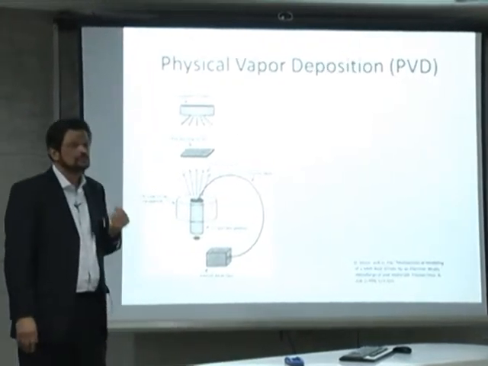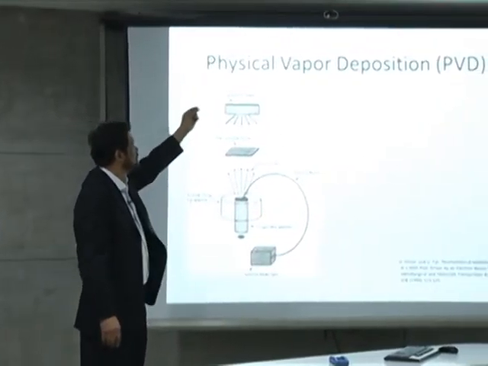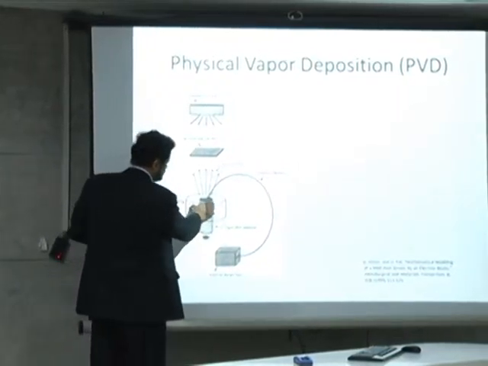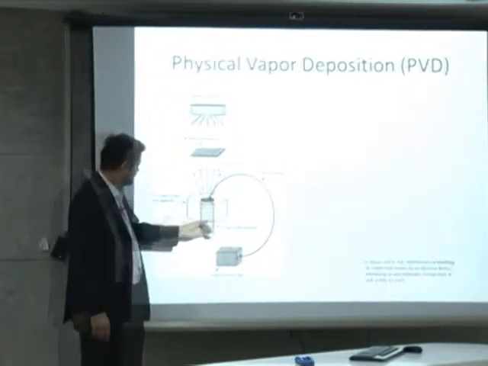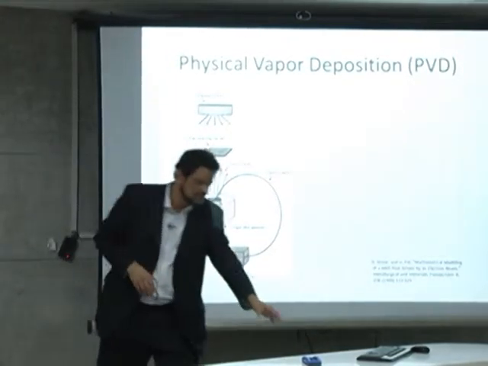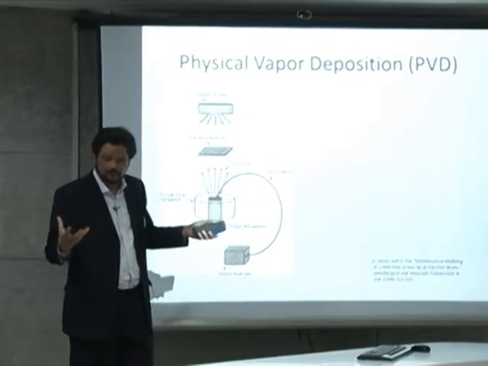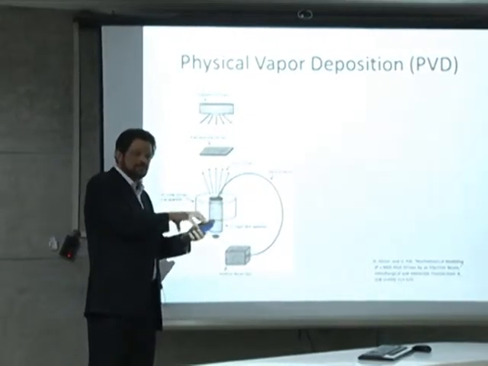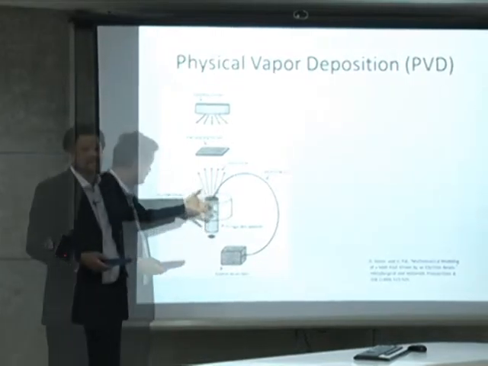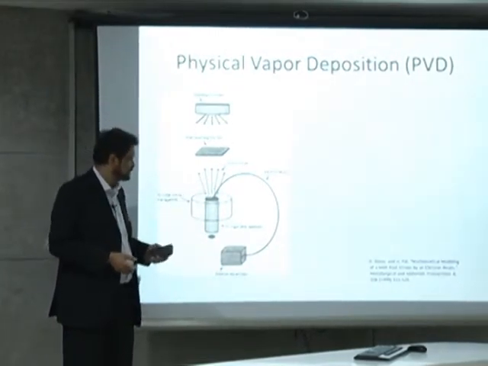So one way to do this is what is called physical vapor deposition. What you do in here is you have a target, which means the material that you want to coat it with. So if this is the object and I want to coat this with some other material, then I take a rod of that material. Say this is titanium and this is molybdenum, this is different.